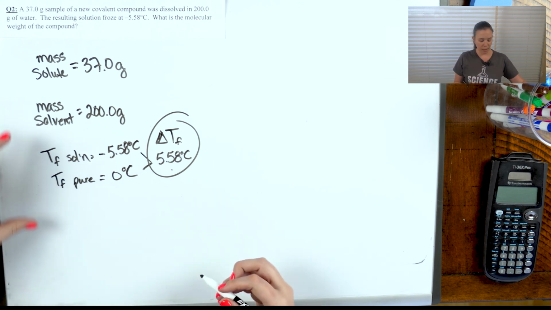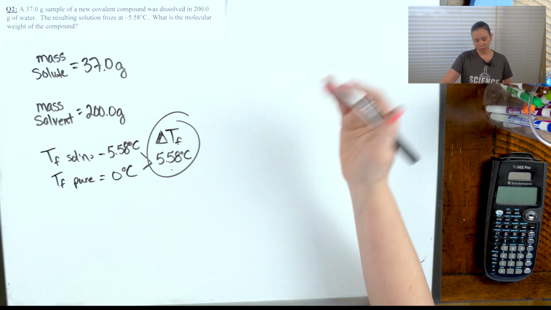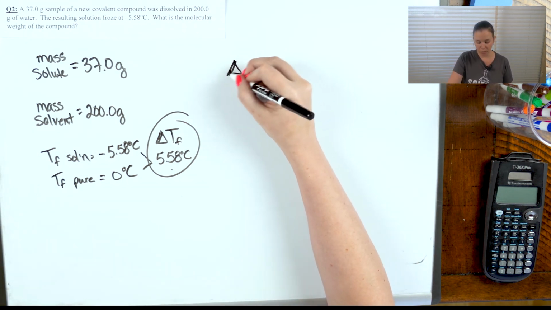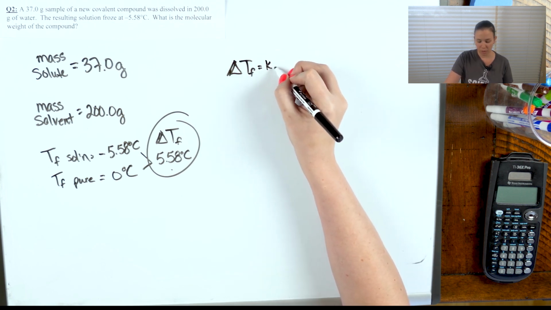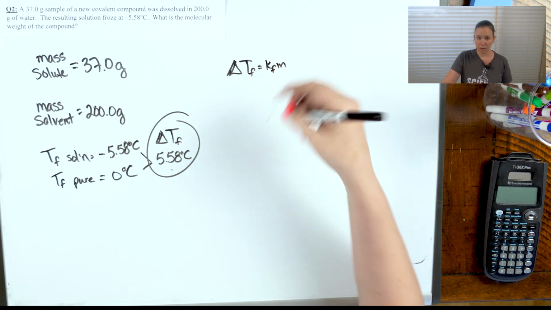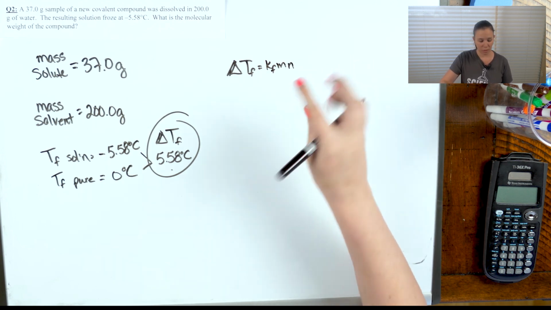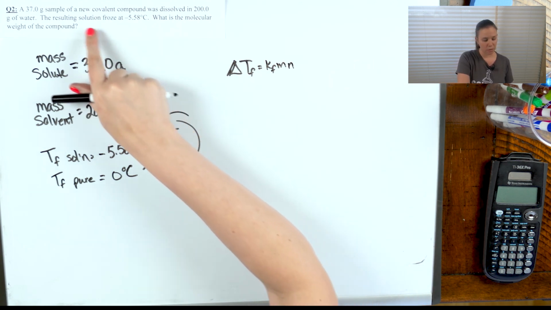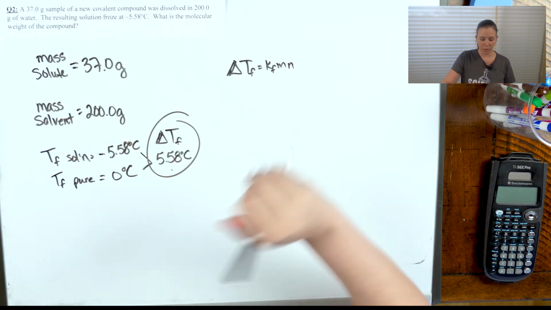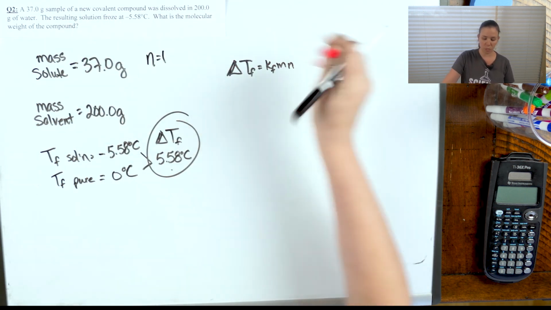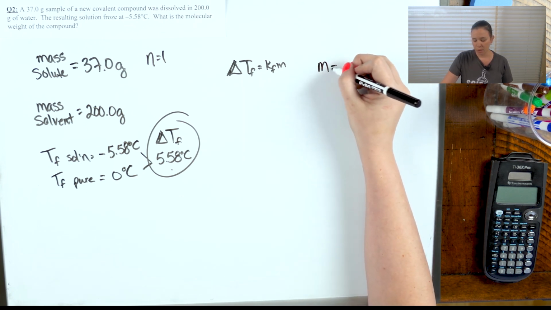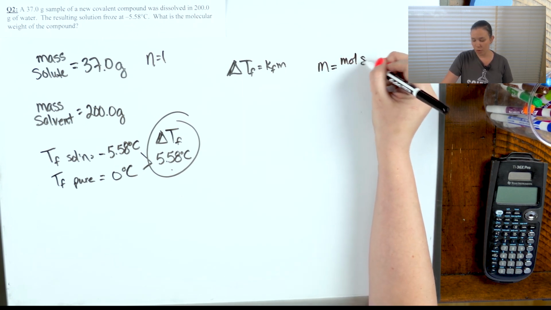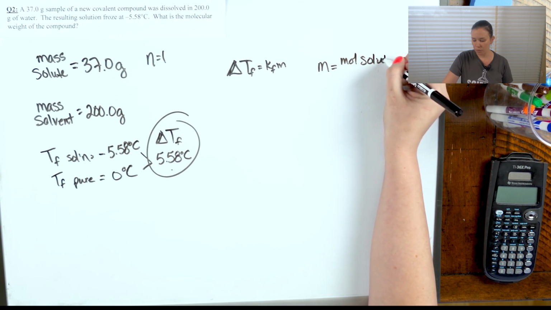So what do I have in relation to my formulas? Let's go ahead and write out the formulas so we can compare. I know delta TF is equal to KF times m, and then when it's ionic, we have to worry about n. Now, was this ionic? No, covalent compound. So that tells me that n equals 1, so I'm not worried about n. I also know that molality is equal to the moles of solute over the kilograms of solvent.